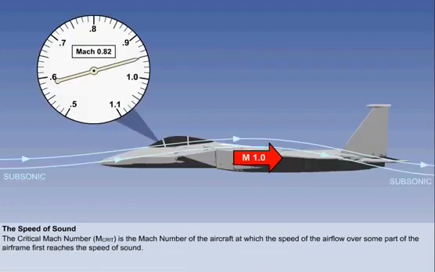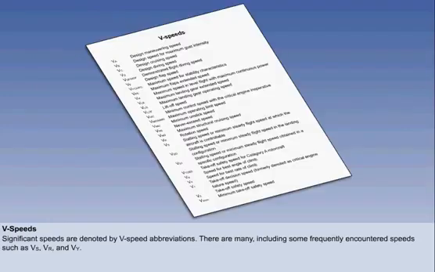If an aircraft's speed approaches the speed of sound, there will be a Mach number at which the speed of the airflow over some parts of the airframe, usually the point of maximum thickness of the aerofoil, first reaches the speed of sound. This Mach number is called the critical Mach number, or M-crit. Certain operating or limiting speeds that are significant in the operation of an aeroplane are given abbreviations for easy reference, known collectively as V-speeds. There are many of them covering the entire flight envelope. For example, VS, stalling speed, VR, rotate speed, and VY, best rate of climb speed.